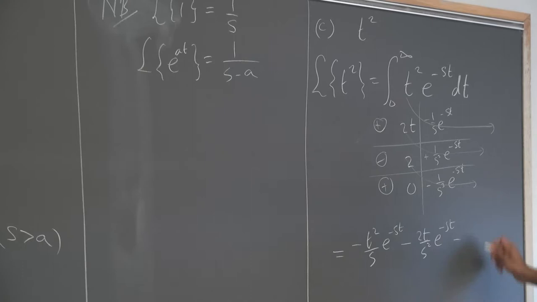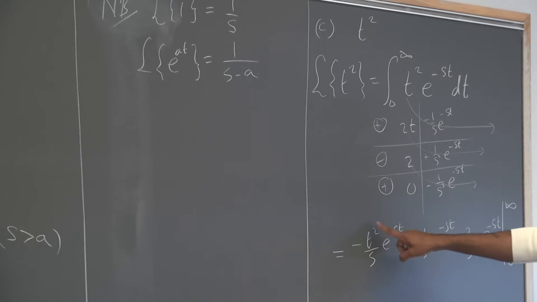Multiply across here, so the negative is here, so I apply the plus sign to a negative. So it becomes negative 2 over s cubed e to the minus st. That goes between 0 and infinity. Now, how do we find this? If I plug in t goes to infinity, what's this limit?